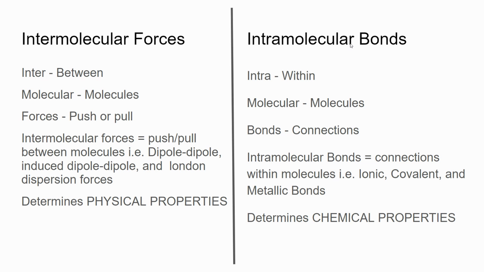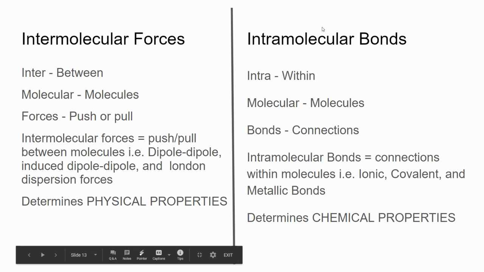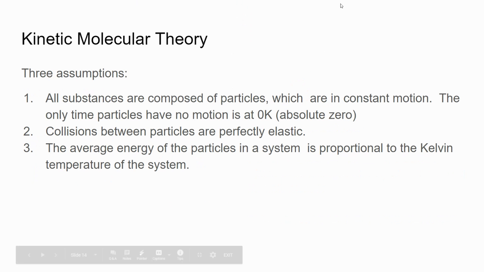Okay, moving on. Again, this will be up, so if you missed something, feel free to go back to it. Okay, so now let's talk about kinetic molecular theory. Actually, wait one second. Intermolecular forces: the stronger the intermolecular forces, the more likely something is to be a solid. The weaker they are, the more likely it is to be a gas. So the stronger the connections between the molecules, the more likely it is to be a solid.